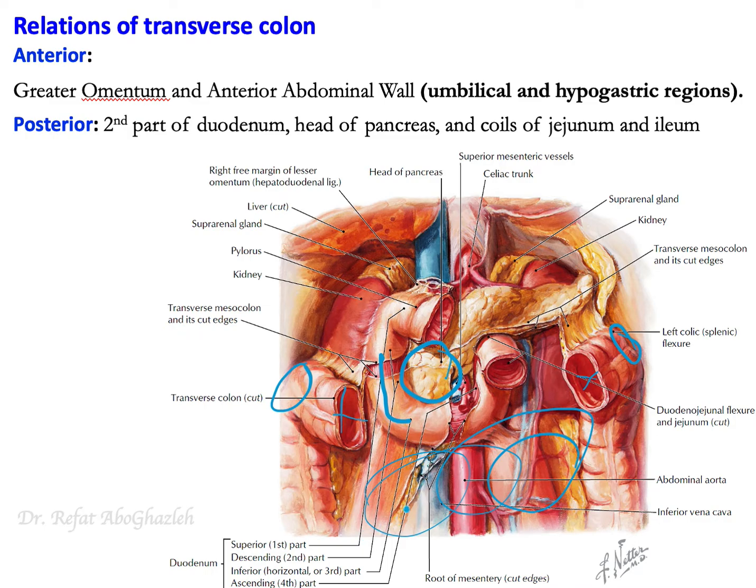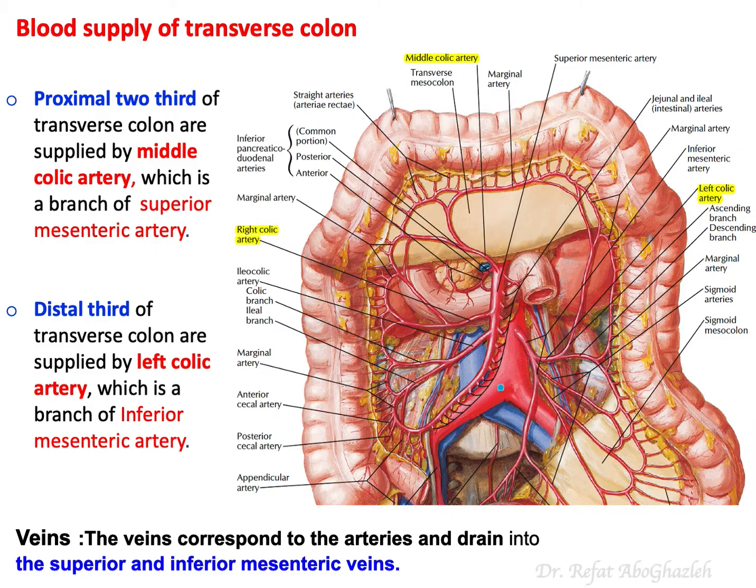What I want to say is that the posterior relation is variable. Why? Because the transverse colon is freely mobile, so it is variable in position. Usually it hangs to the level of the umbilicus, L3, L4, and in thin and tall people the transverse colon may extend down to the pelvis. That's why the posterior relation is variable.